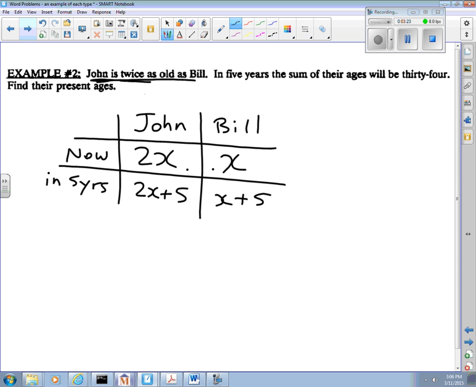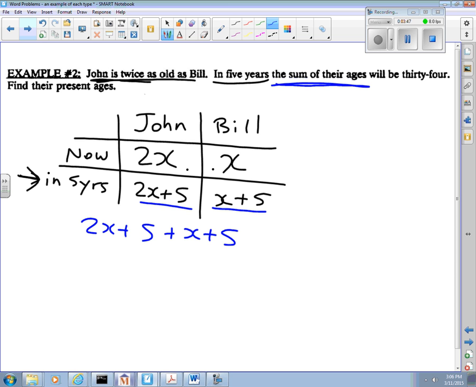Now, the second sentence tells me what to do with this row of my chart. In 5 years. So it tells me, look at this row in 5 years. And I like to do this in a kind of color-coded style. The sum of their ages. What's sum mean again? That number plus that number. Will be is just the future tense of saying is. So that's where my equals goes. And of course, 34 is the other side of the equation.